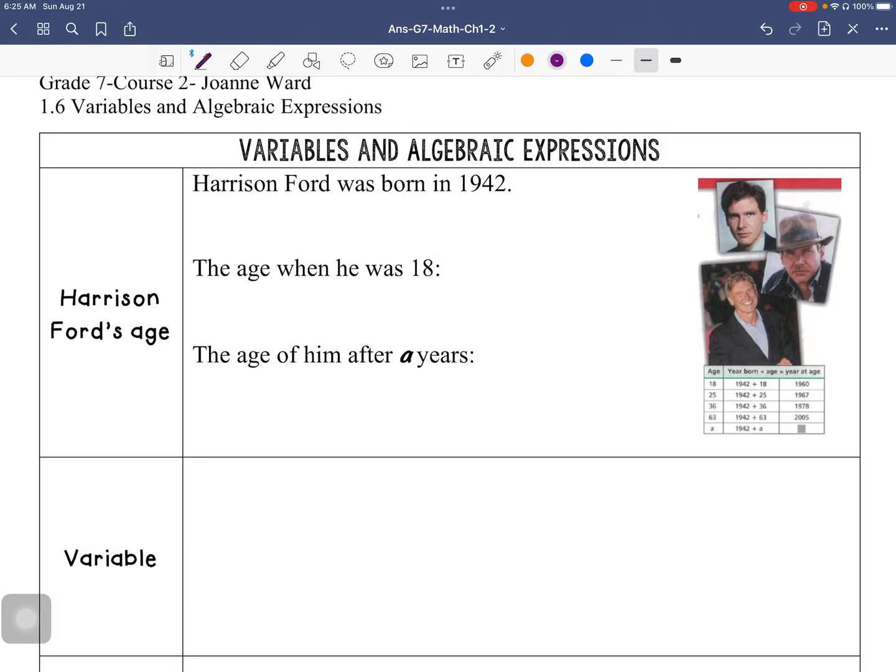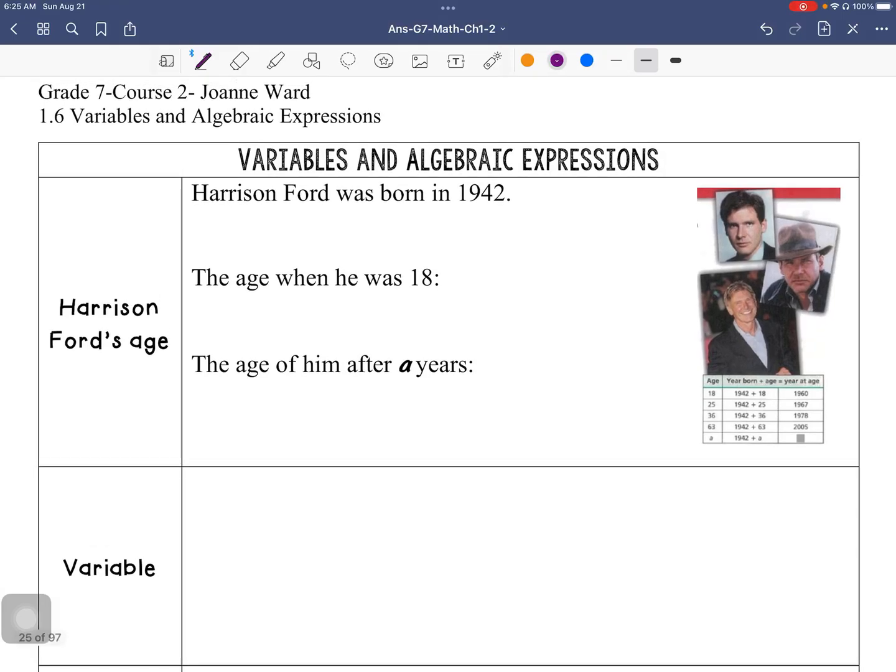So Course 2, Grade 7, 1.6. I want to talk about variables and algebraic expressions. Now I have Harrison Ford's age, so everybody gets older and older. Variables and algebraic expressions. Harrison Ford was born in 1942.